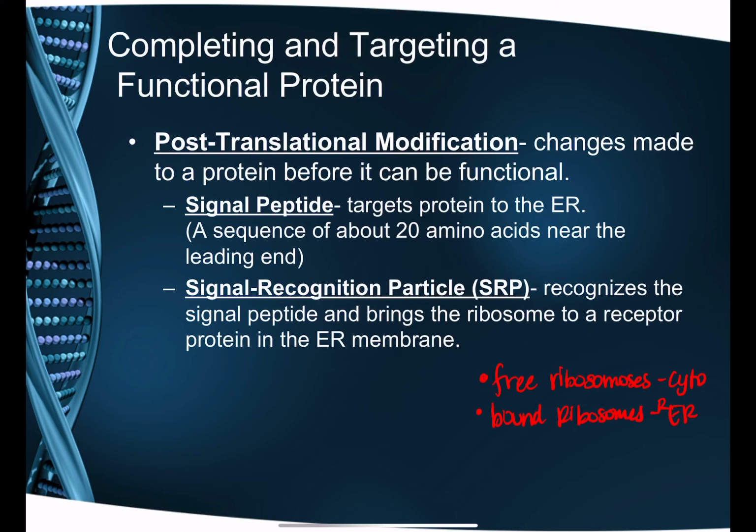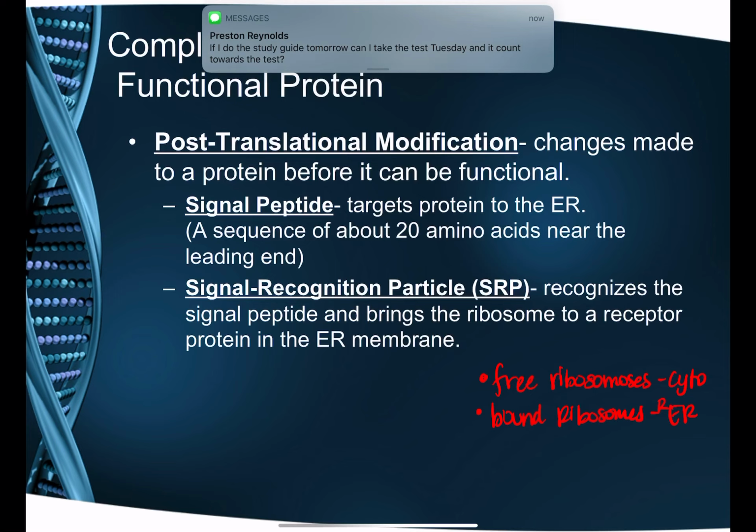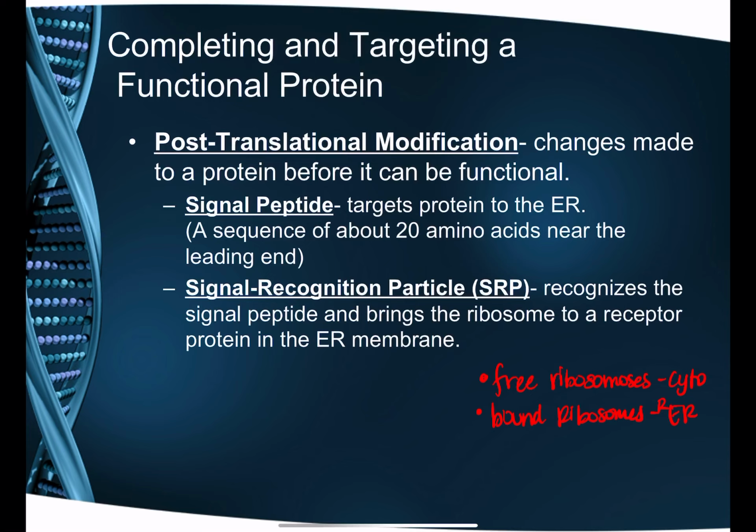So, what determines where a protein is made? We talked about this in cells. What determined if it's made on a free ribosome or on a bound ribosome? Well, the difference is where the protein is going. If the protein is supposed to stay in the cytoplasm, then it'll be made on a free ribosome. If the protein is going to be leaving the cell, then it'll be made on a bound ribosome, okay? And remember, the bound ribosomes are on the ER.